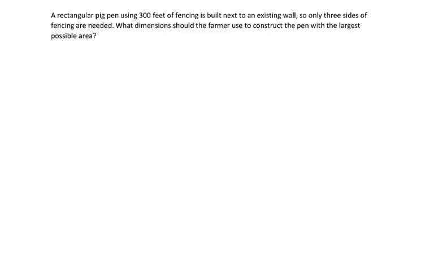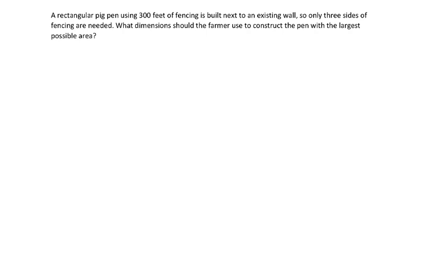Hi everyone, welcome back. We're going to look at another application problem, an optimization application problem. So let's just get started. A rectangular pig pen using 300 feet of fencing is built next to an existing wall, so only 3 sides of the fencing are needed. What dimensions should the farmer use to construct the pen with the largest possible area?